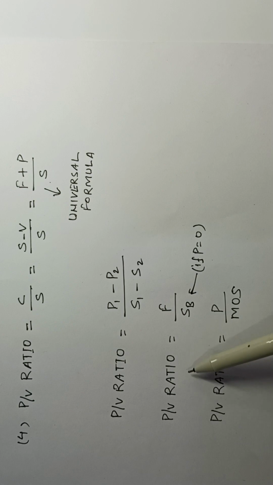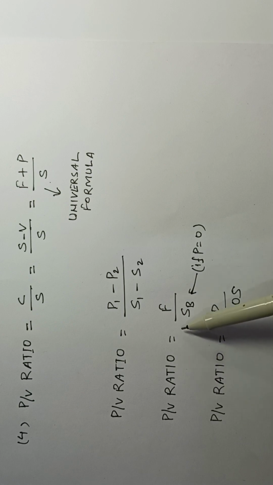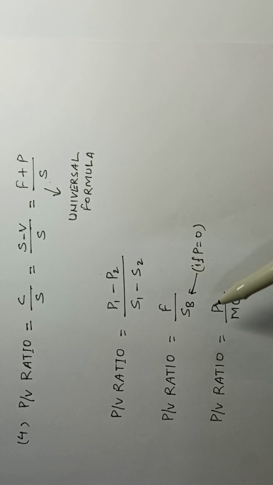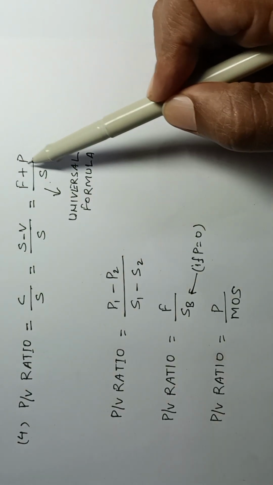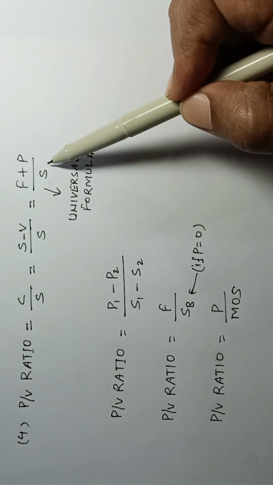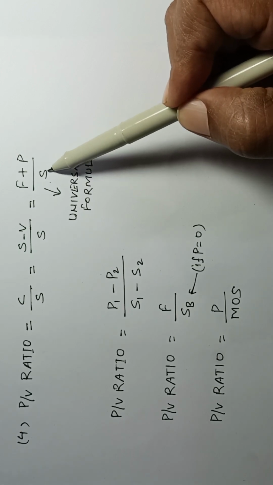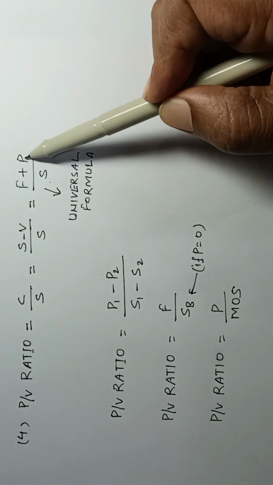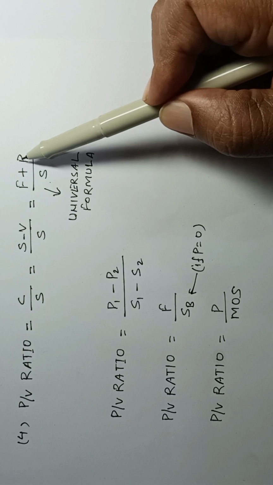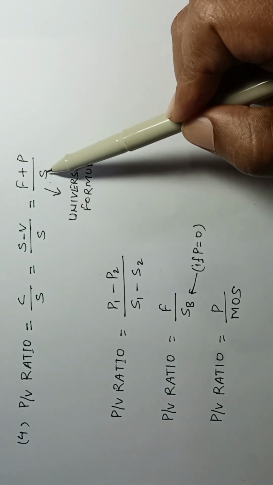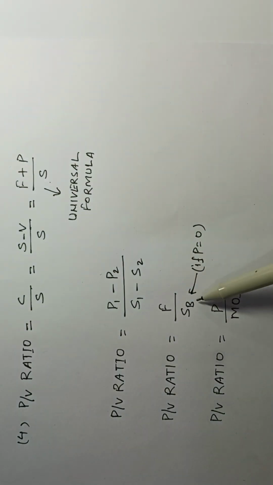Again we can get profit volume ratio dividing fixed cost, F stands for fixed cost, by sales at BEP. Means when there will be BEP sales, if I am writing here BEP sales, then profit will become 0. And in that case we will get PV ratio equal to F upon SB. That I have written here.